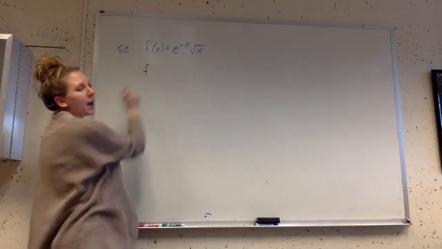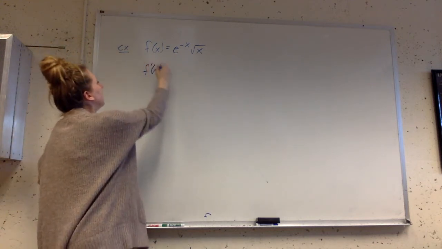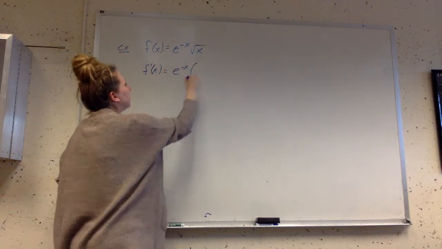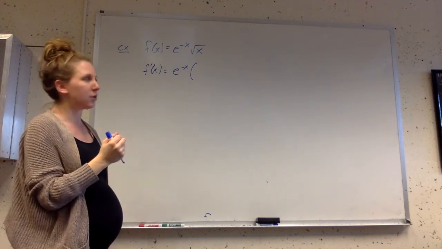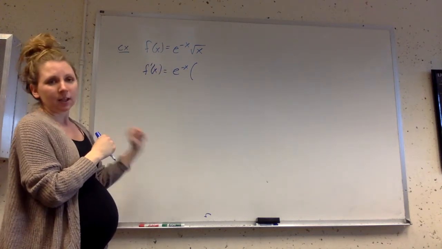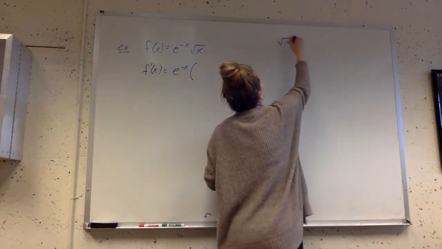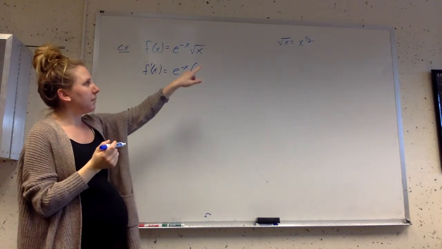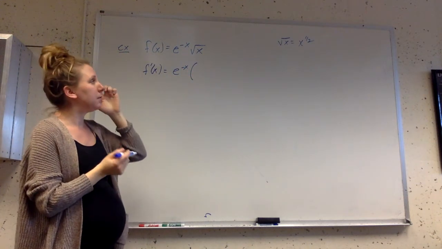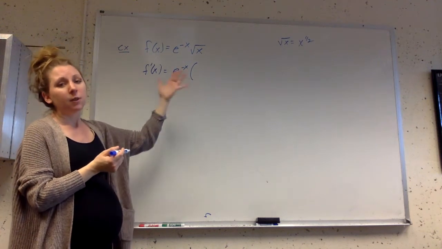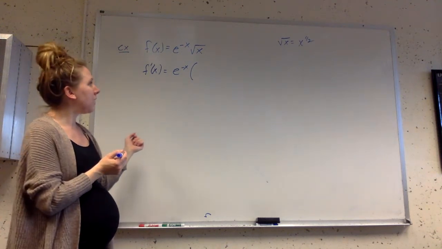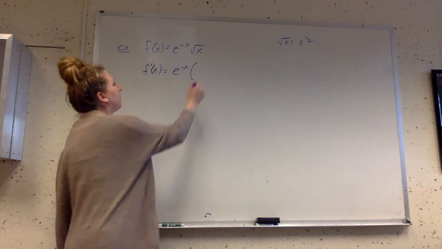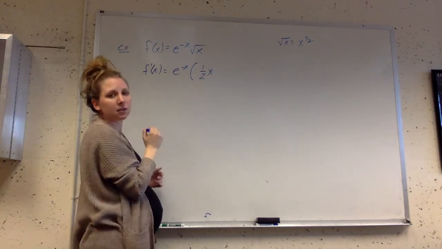So f prime of x is equal to the first, so e to the minus x, times the derivative of the second function, which is root x. Now, root x, I honestly find it a bit easier to change any radical into a rational exponent. So root x is equal to x to the 1/2. We can then use the power rule to take the derivative of root x. So if we use the power rule here, we'd have 1/2 x to the minus 1/2.